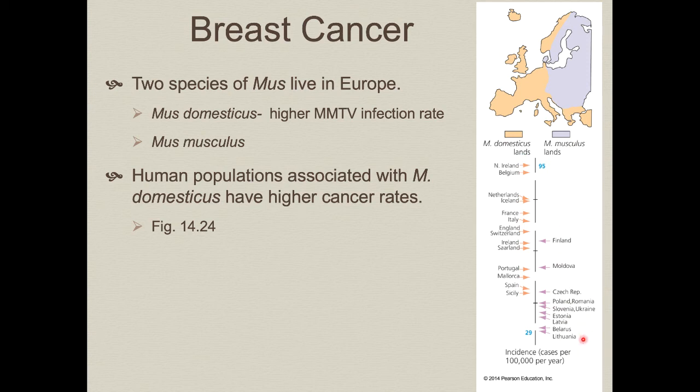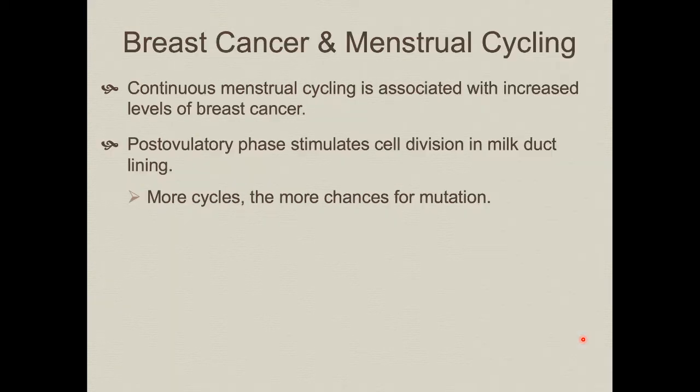Now, it's my understanding that both of these species have been introduced into North America, so your typical house mouse is in the genus Mus, but I believe that most of the ones that we have around here at least are Mus musculus. There's another environmental factor that may contribute to the likelihood of developing breast cancer.